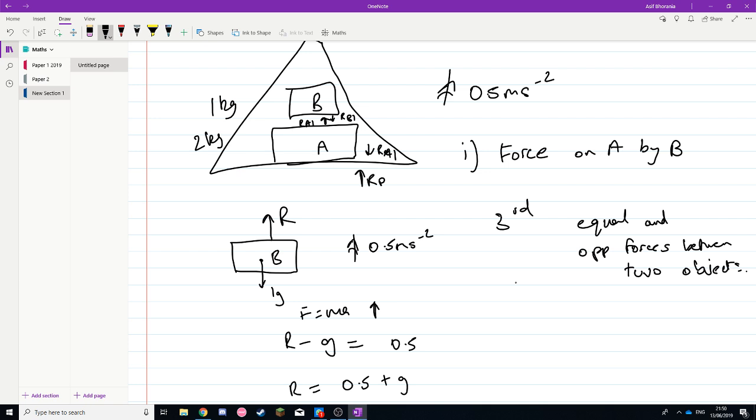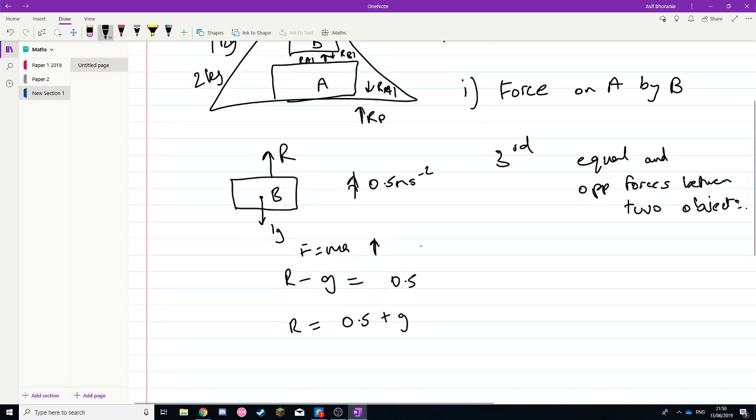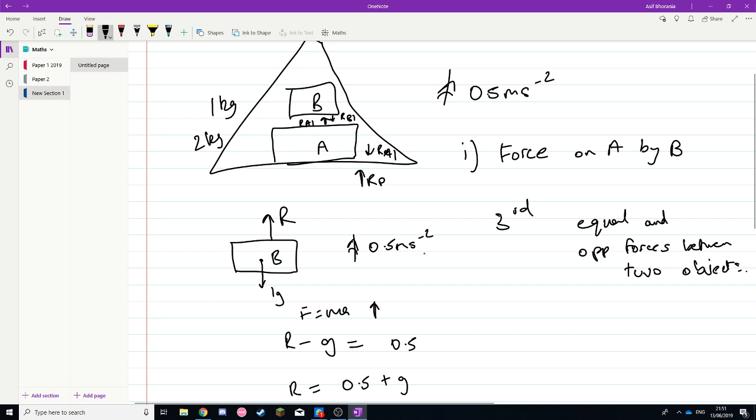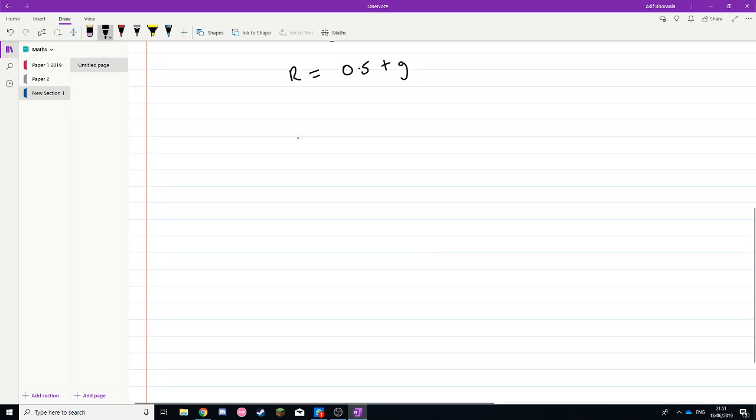But the typical scenario is when nothing's accelerating, when you're on the ground and in equilibrium. Then you can just say the reaction force is equal to your weight, because there is no resultant. The acceleration is zero, so R is equal to g, which is your weight in this case. The mass was 1, that's why it's g, but it will be equal to your weight in newtons. So that's connected particles.